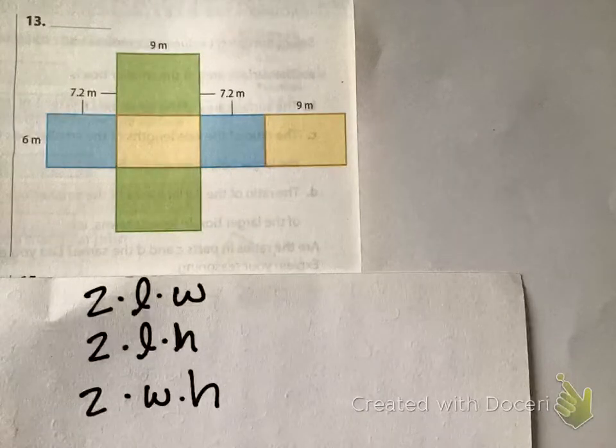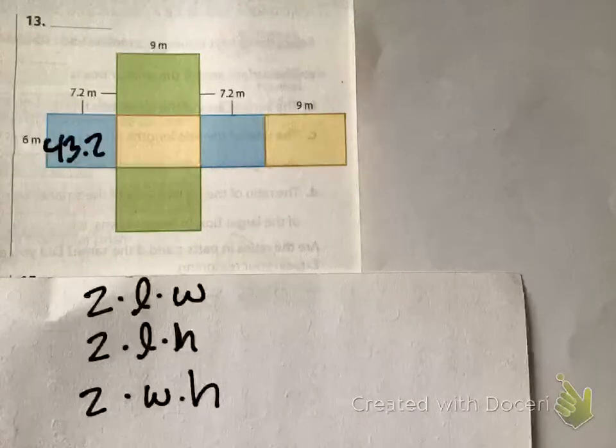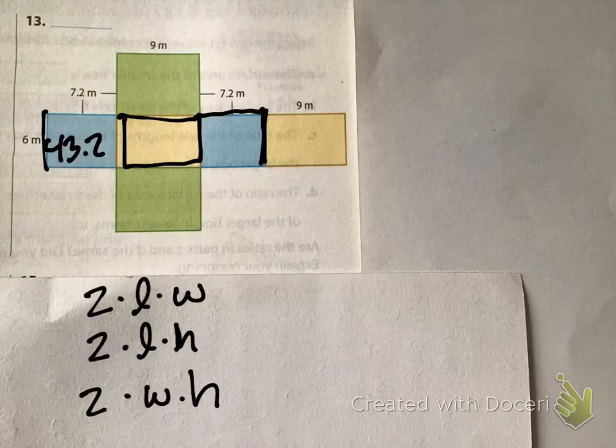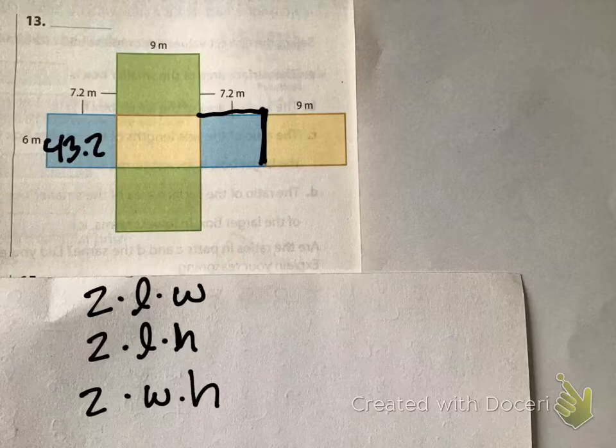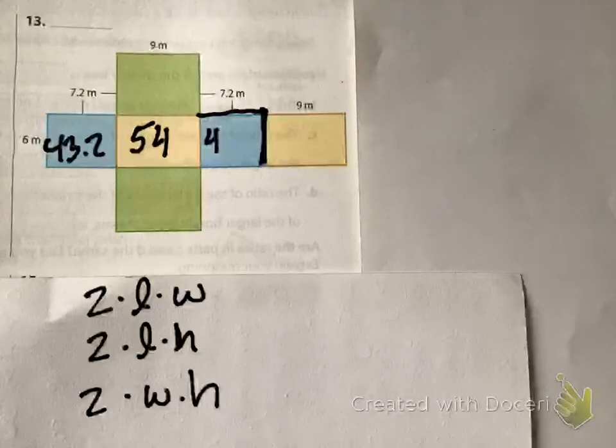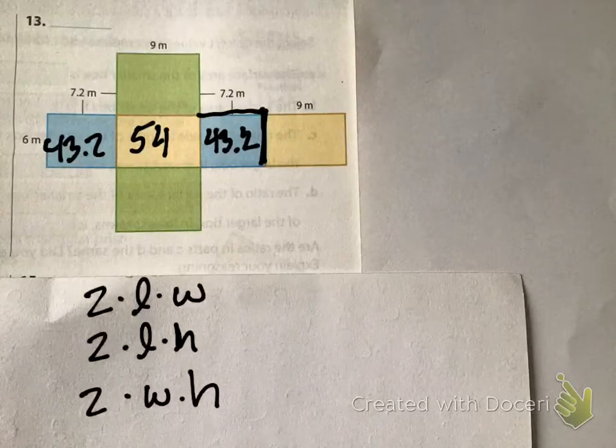We always see that. Now, what I have here is 6 times 7 and 2/10. This gives me 43 and 2/10. It's the same here because look, that side is also 7.2 and this side is 6, same as this length. This is 9 and this is 6. 9 times 6 is 54. This one is that 7.2 times 6, 43.2. Again, 9 times 6 is 54.